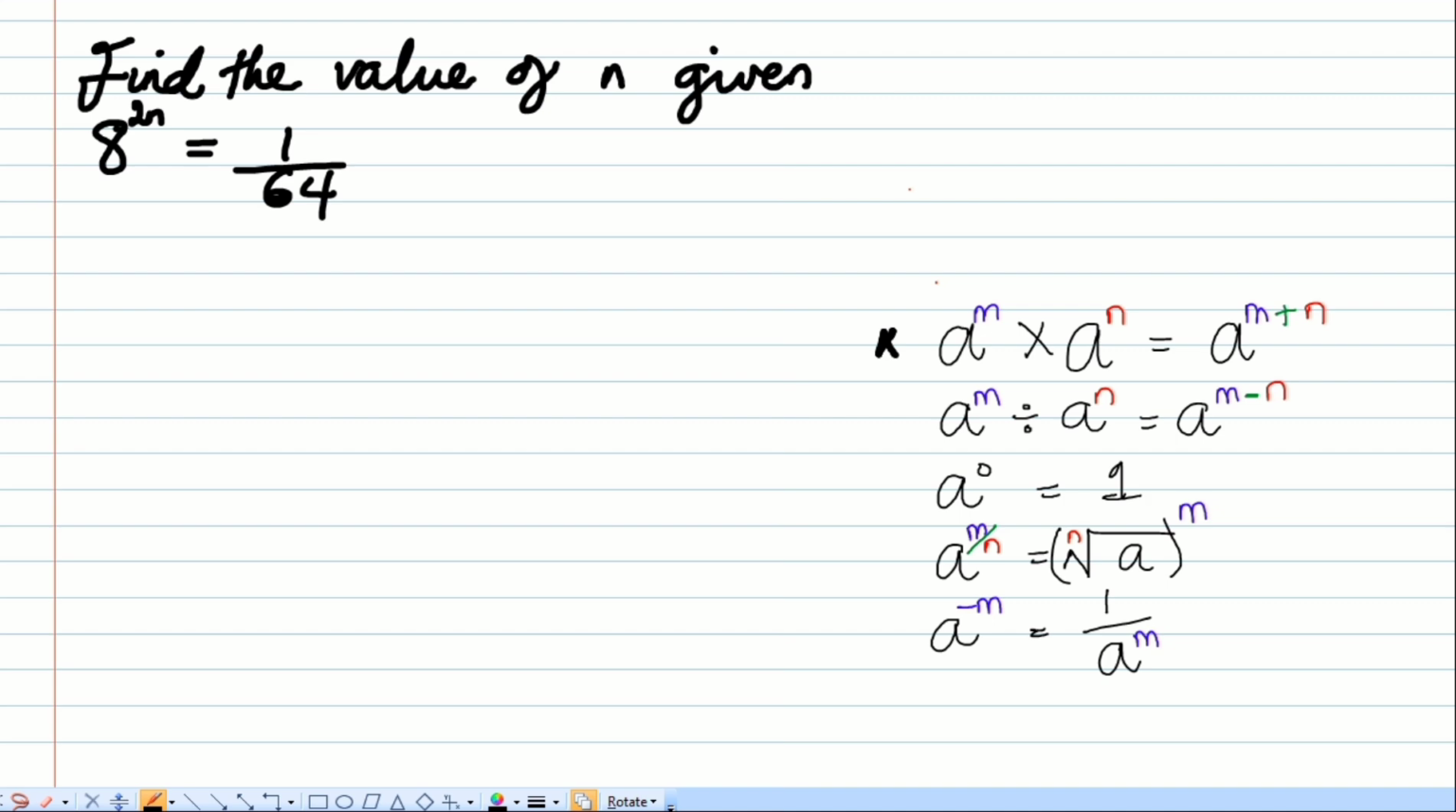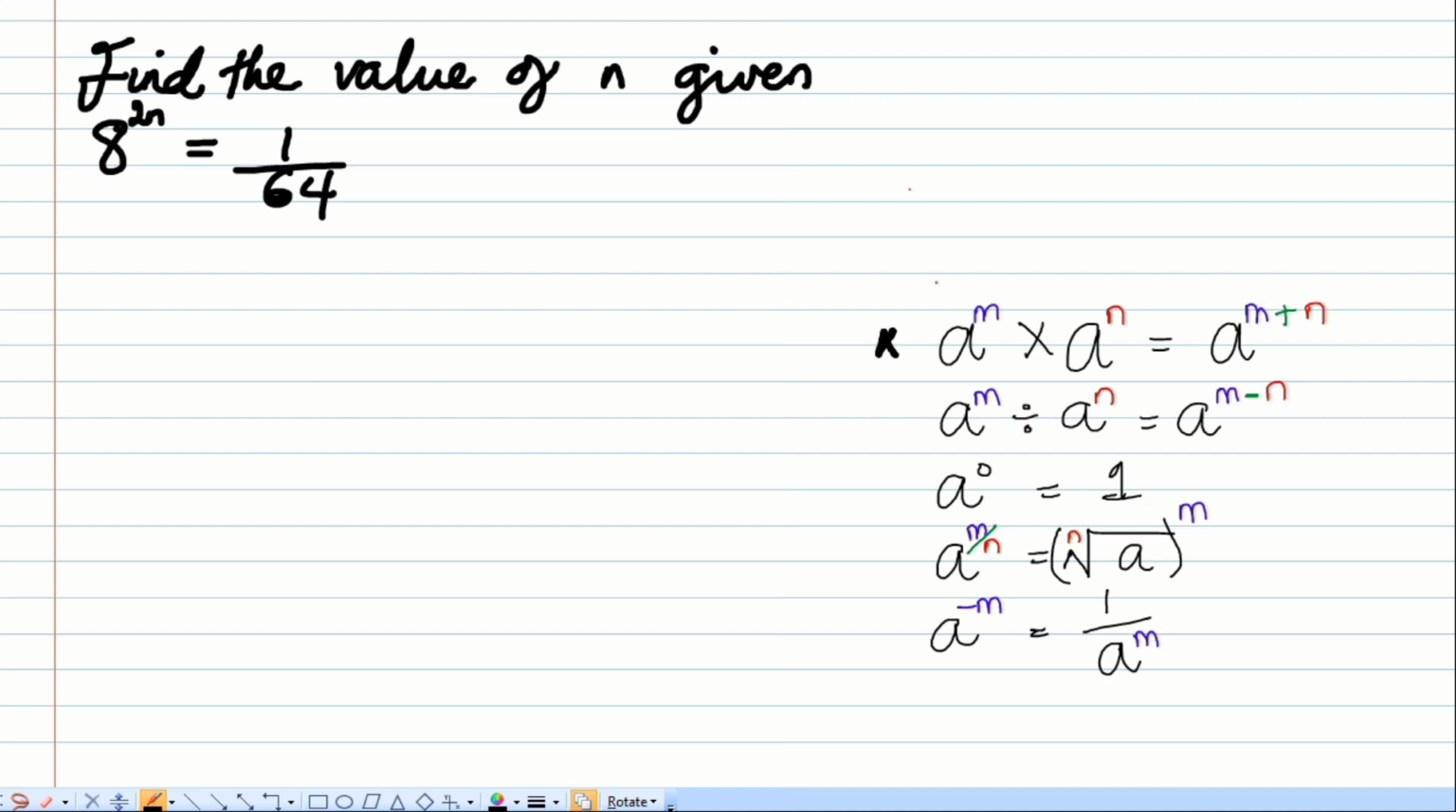Division is exactly the opposite. So once the bases are the same, you subtract the powers. Now the third case, any number raised to the power 0 is equal to 1. Any number at all raised to the power 0 is equal to 1. The next one is what we call the fractional index, where the index in the case we are considering is going to be a fraction. So you see the denominator becomes the nth root while everything is raised to power m. There is also another way of representing this law, but I like to go with this.